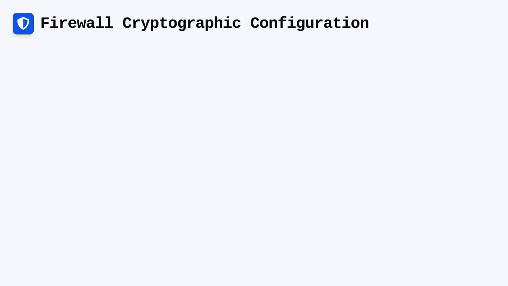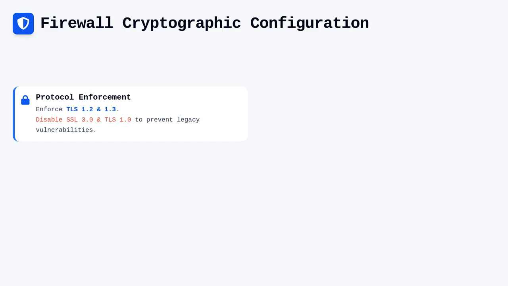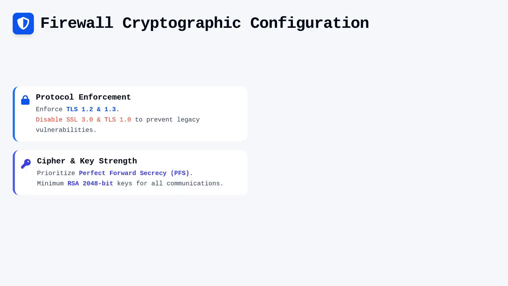Configuring the firewall for this process requires careful attention to the cryptographic parameters you choose to support. You should enforce modern TLS versions, specifically TLS 1.2 or 1.3, to ensure that the connections are not susceptible to legacy vulnerabilities associated with older protocols like SSL 3.0 or TLS 1.0. Furthermore, managing the cipher suites is critical, as you want to prefer suites that offer perfect forward secrecy while disabling weaker options that could be exploited.